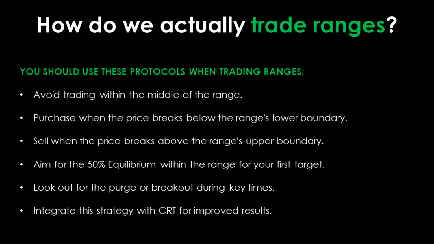Another crucial rule is to wait for either side of the range to be purged at a key time. It's essential to trade only during high probability purges. As highlighted previously, optimal times for these purges are during the London kill zone, which is 2 a.m. to 5 a.m. New York time, or the New York kill zone, which is 7 a.m. to 10 a.m. New York time. These periods are the best times to watch for significant purges.